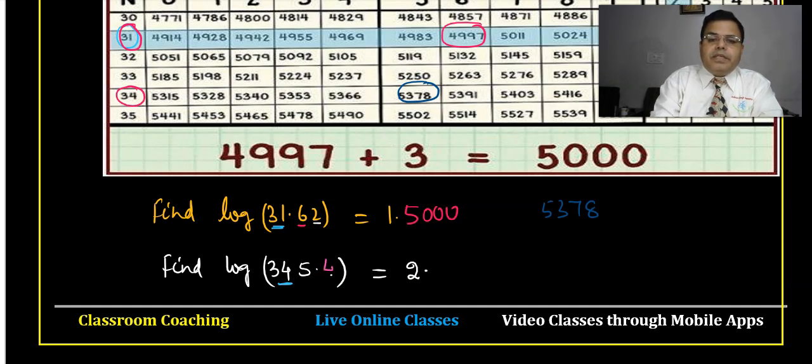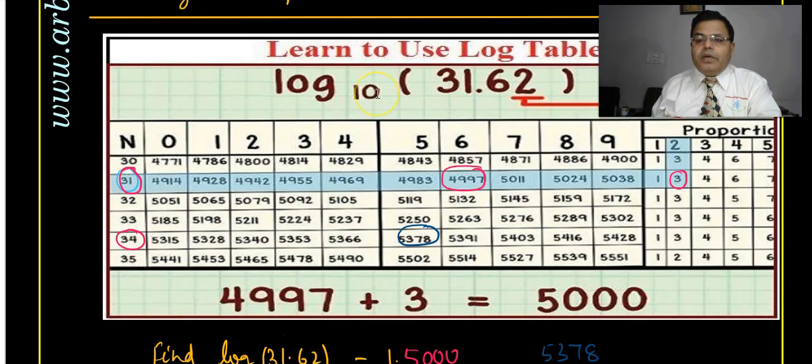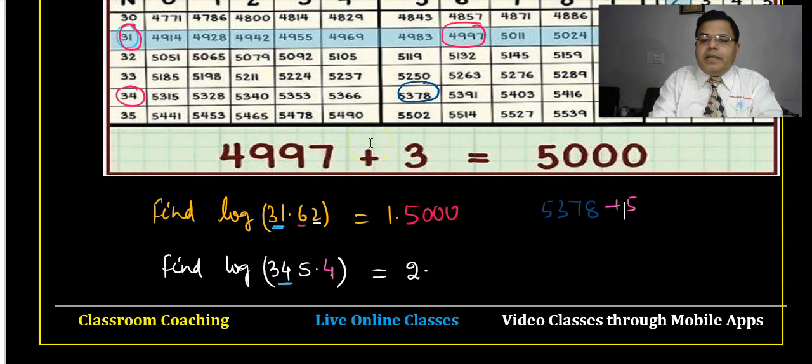Because you will see this 4 also. So if I look at 4, what will that be? In the same row, 4 has difference 5, you know. So 5 will be added to this. And then what will happen? This will be equal to 5378 plus 5, which is 5383. So that will be 5383, and that will be the answer.